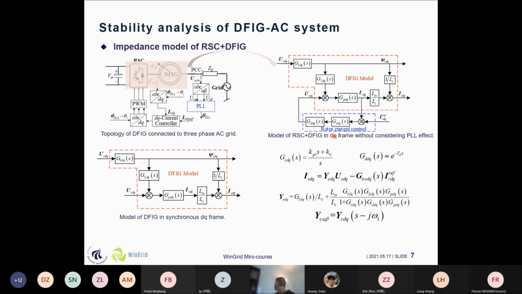kind of control. Here we can see that it is still a symmetric form, so we can just use a frequency shift to get this equation to get the admittance in the alpha beta frame, which can be analyzed as a SISO system.